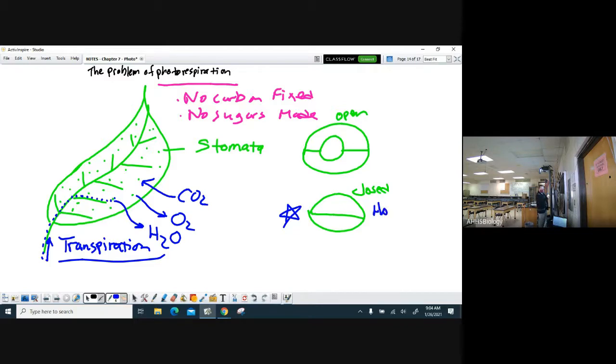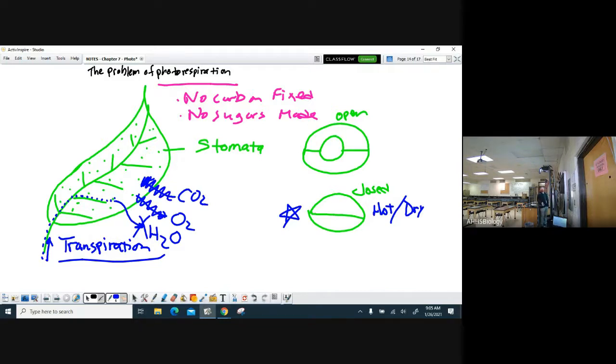Hot, dry conditions. In hot, dry conditions, plants try to conserve water, so they close the stomata, right? They close their stomata, water can't leave, they keep what water they have, and that's good. But all of a sudden, that arrow stops and that arrow stops.